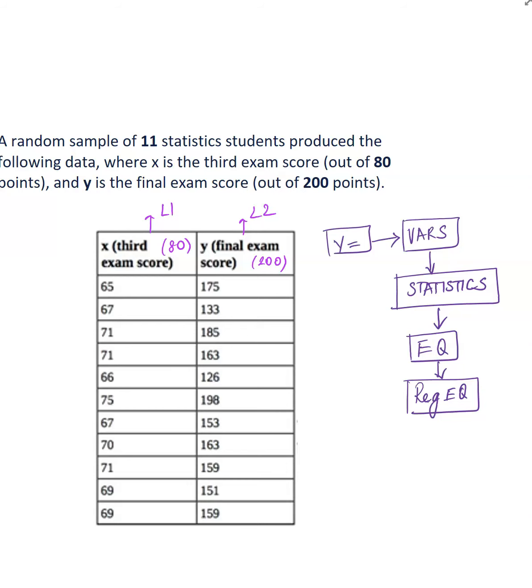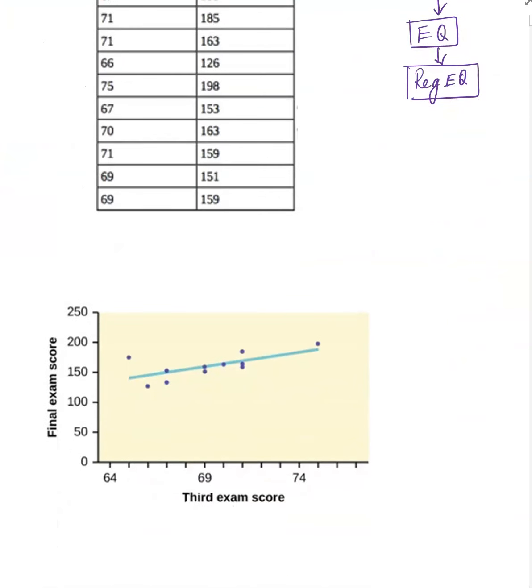And when you do that, your graph would look like this. Remember, your x-axis has the third exam score, and your final exam score should be on the y-axis. The x-axis is always independent, the y-axis is always dependent. You can go back and also find your regression equation if you wanted, because we're going to do that actually now. So if you wanted to type in the equation, you could do that too.